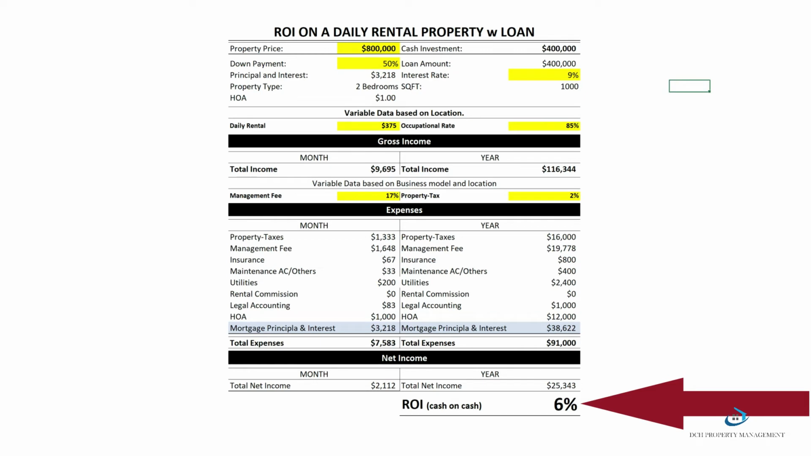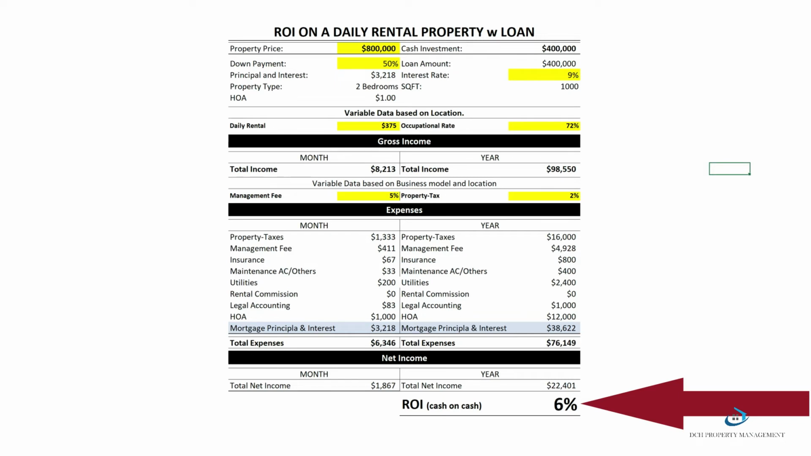Let's change again the occupancy rate to 72%. The ROI will then go down to 3% from 6%. There are some owners that might even consider managing the property themselves. What if we change the management fee to 5%? The ROI will then go up to 6%. Having fun already?